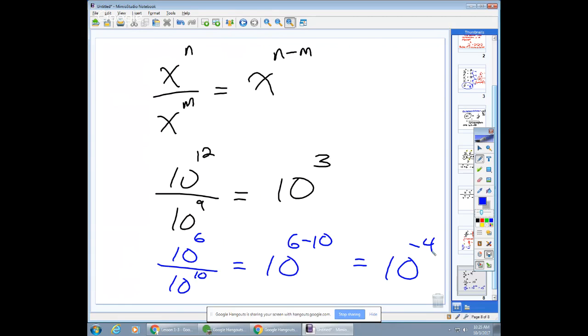Has anyone ever had an algebra teacher in the past that said, you got to rewrite negative exponents as positive exponents, right? So it's kind of like, I don't know if you guys are, let's see, I got to think of a better example.